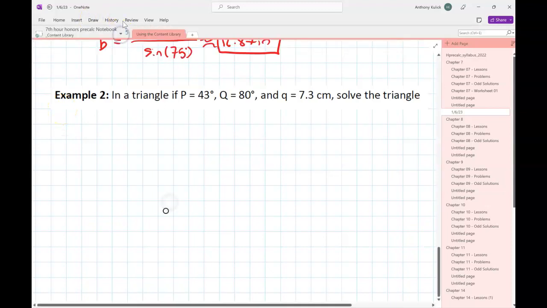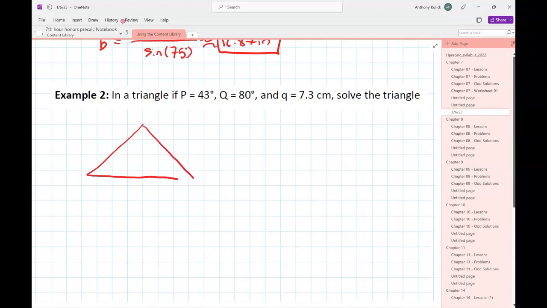So another example here, we have angle P is 43, angle Q is 80, and side Q is 7.3. So again, I'm just going to start by drawing my picture. What do you think I'm going to pick for my third vertex letter? R. Not because I love pirates, but the alphabet. I mean, if you love pirates, that's fine too, but I like the alphabet.